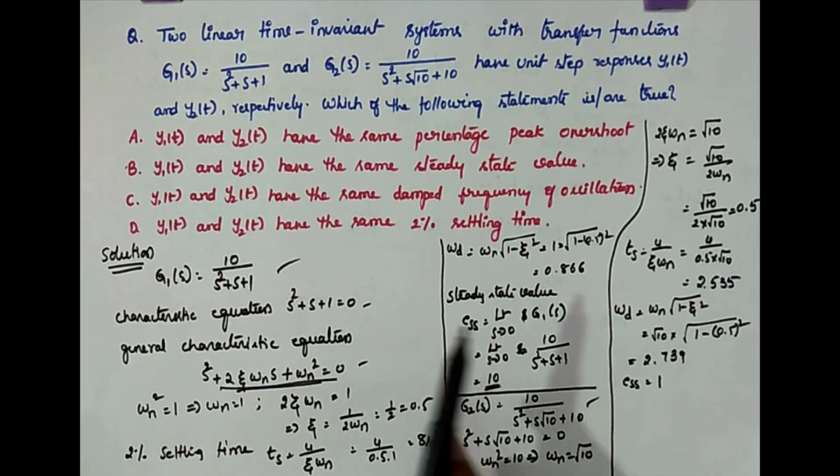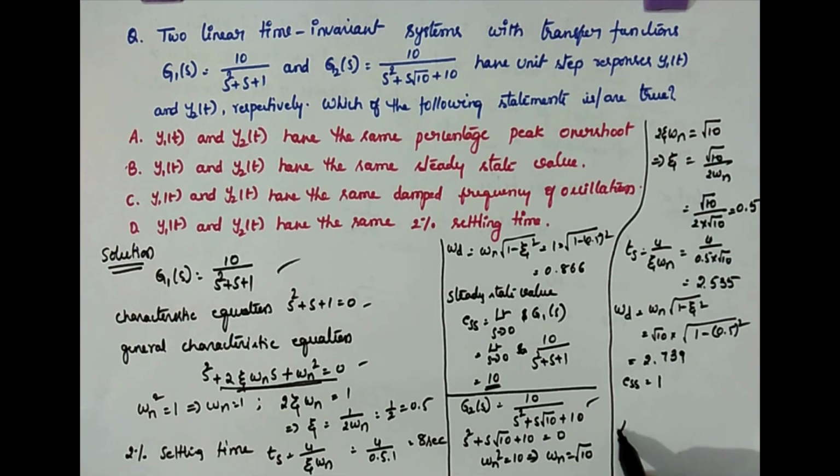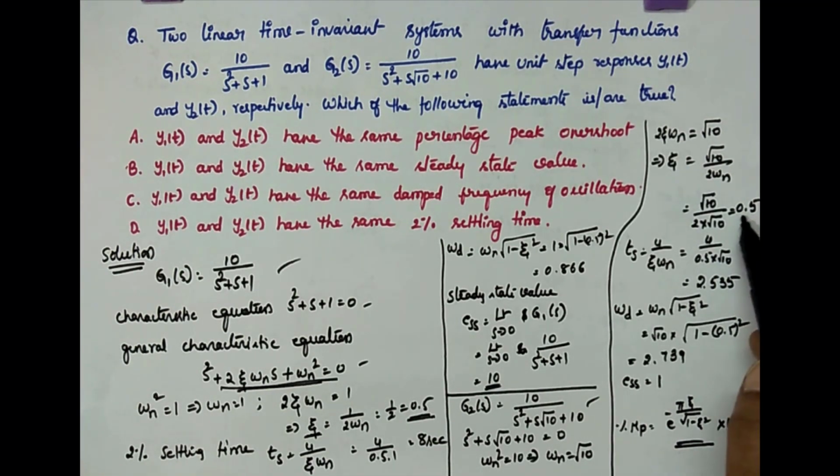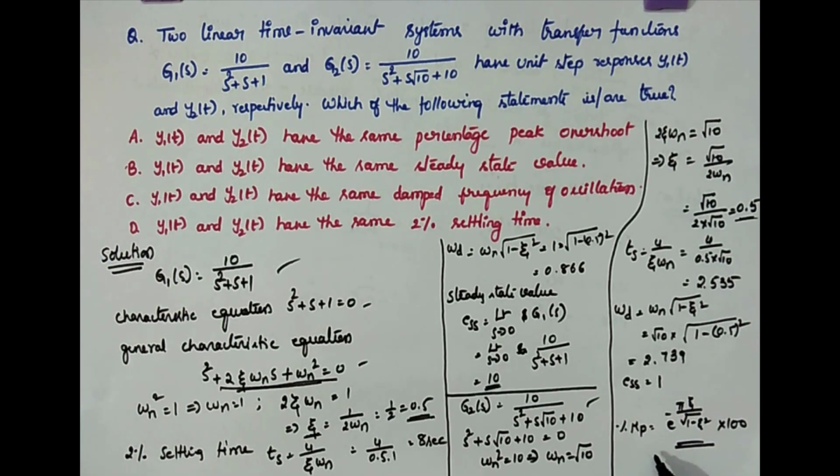So now if you compare this case and this case carefully, percentage peak overshoot, this is the first option. What is the percentage peak overshoot? The formula is e^(−πδ/√(1 − δ²)) × 100. If you observe, it consists of only the variable δ. The δ for this case is 0.5 and the δ for this case is also 0.5. As the two deltas are the same, the two percentage peak overshoots are also the same. So you can say option A is correct.